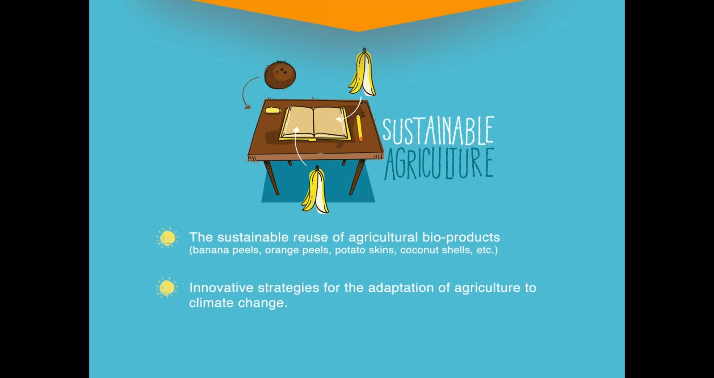So going briefly through each challenge, for sustainable agriculture, one of the sub-challenges is the sustainable reuse of agricultural byproducts. This includes banana peels, orange peels, potato skins, coconut shells, and every other byproduct of agricultural products. We also have innovative strategies for the adaptation of agriculture to climate change.